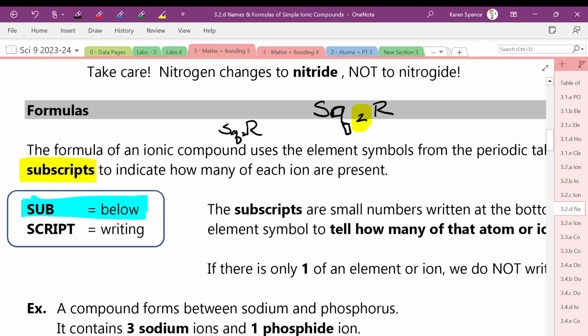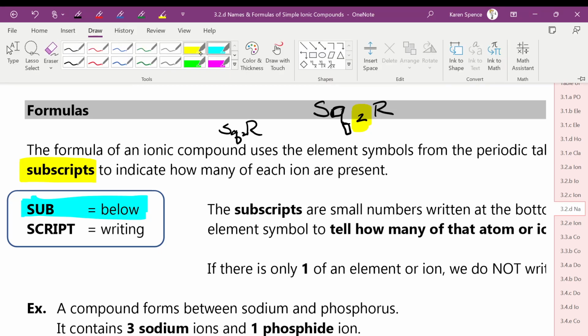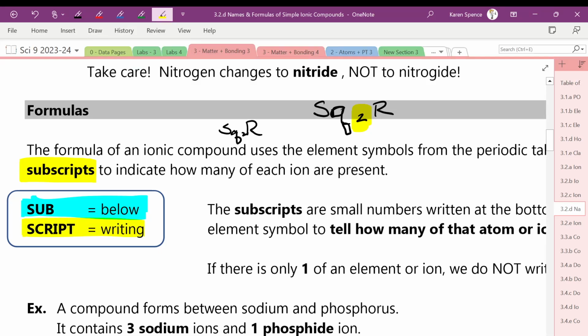Script, if you think about script, maybe if you're going into a play, you get the script, yes? So the script is the writing of the play. It's not the acting of the play, it's the written down version of the play. So script means writing. Okay, script is writing. So if we have a subscript, where does it go? It goes below the writing. Do you see how this little 2 here is below the writing?